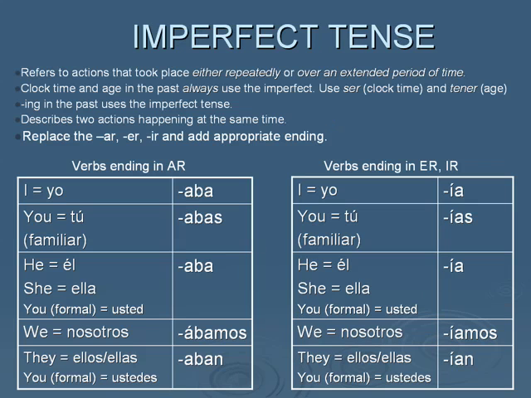The imperfect is also a past tense, except it refers to actions that take place either repeatedly or over an extended period of time. For clocks, you use ser, and for age, you use tener. It's also used to describe two actions happening at the same time. As you can see, the AR endings are completely different than the ER and IR. The good thing about the imperfect is there are only 3 irregular verbs: ser, ir, and ver.